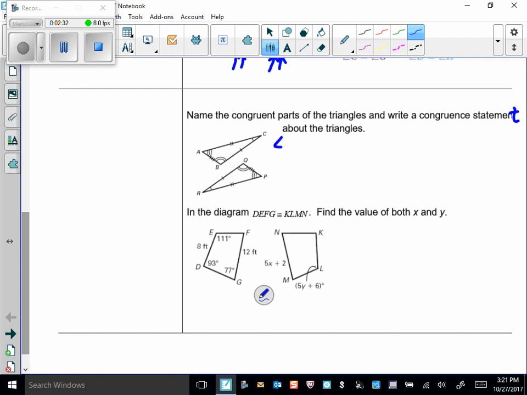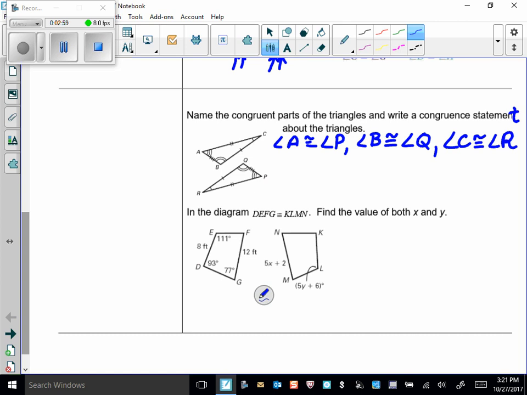So let's start with angle A. It's got the 3 marks on it. So angle A is going to be congruent to angle P, because angle P has the 3 marks. Angle B is going to be congruent to the 2 mark one down here, which is angle Q. And angle C has only 1 mark, so it's going to be congruent to angle R because angle R has the same marking on it.